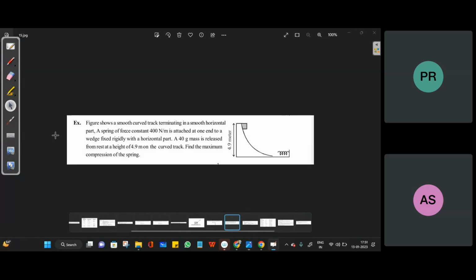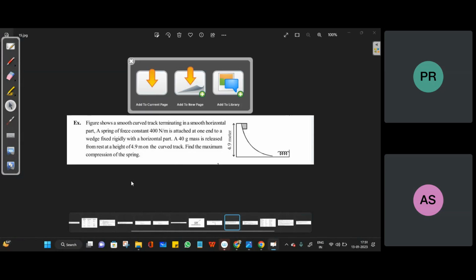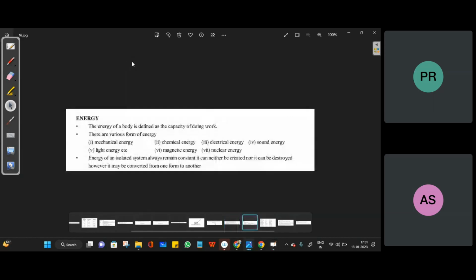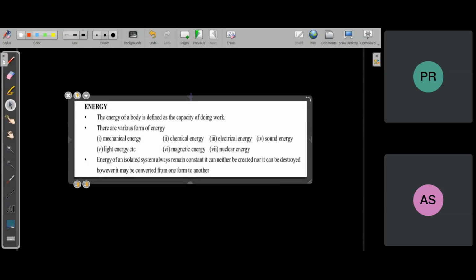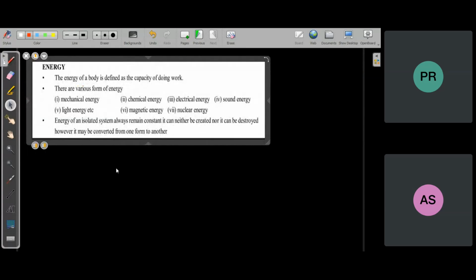Okay, so now we will go to the energy concept, and then we will do work and energy combined questions. PYQs we will do. So now I'm jumping to energy, only basic energy.